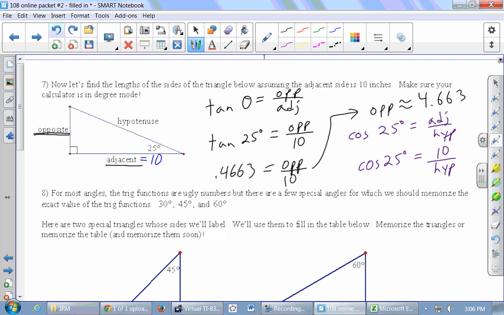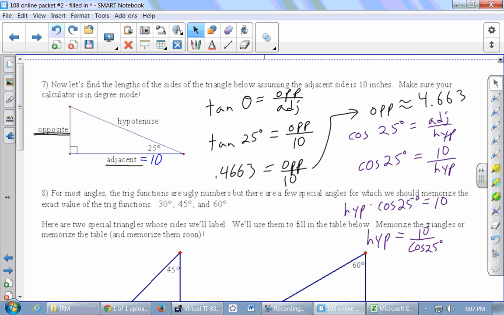I want to give you the way to get the most accurate answer your calculator can give. So instead, what I'm going to do is multiply both sides by hypotenuse. So we get hypotenuse times cosine of 25 is 10, and then divide both sides by cosine of 25. After all, it's just a number. And so this is the most accurate answer that we can get. 10 divided by cosine of 25.